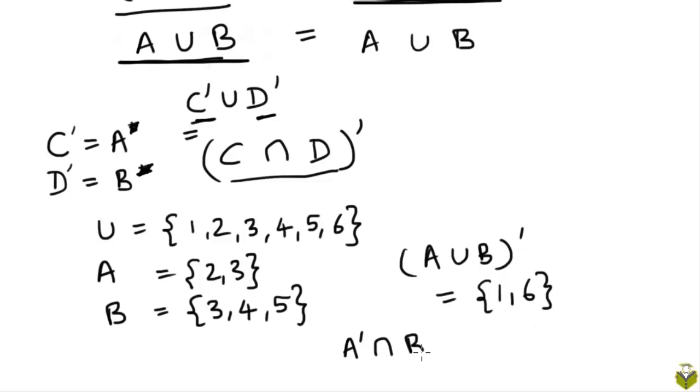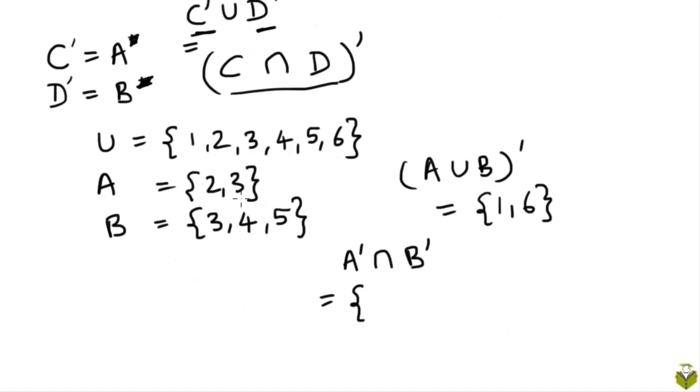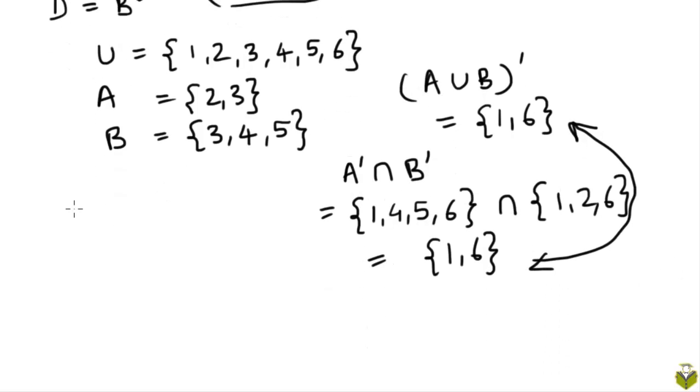A complement intersection B complement would be, A complement would be everything except 2 and 3. So 1, 4, 5 and 6. And B complement would be everything outside of B. So everything outside of 3, 4 and 5. So 1, 2 and 6. And if we take the intersection of these two sets, we get 1 and 6. So you can see that A union B complement is the same as A complement intersection B complement.